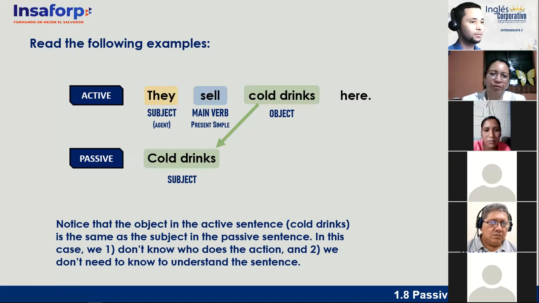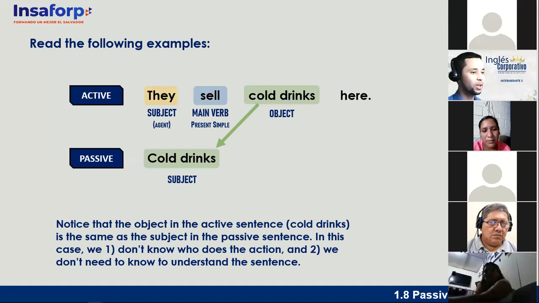The verb and past. The verb, but what verb? The sell. Before that, we need something else. Verb be. The verb be, correct. Okay, we need the verb be. Sandra. Este, iba a decir el verbo. Se le adelantaron. Okay, the verb be.